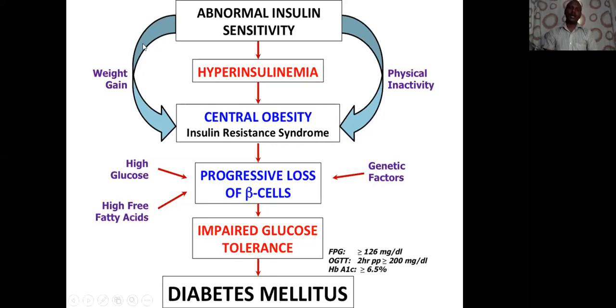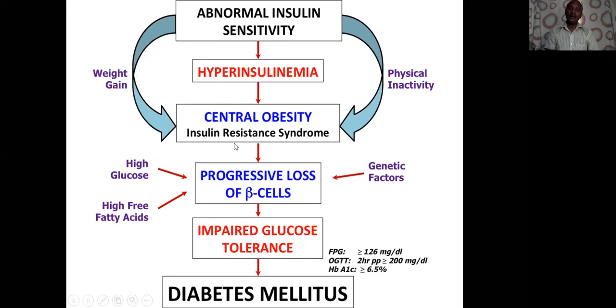So then what happens? Weight gain is there, and this also can happen. If you have abnormal insulin sensitivity, central obesity will be there, and once you have central obesity, weight gain will happen. And if you have physical inactivity, again you will become obese, and then it develops central obesity, which can cause insulin resistance.